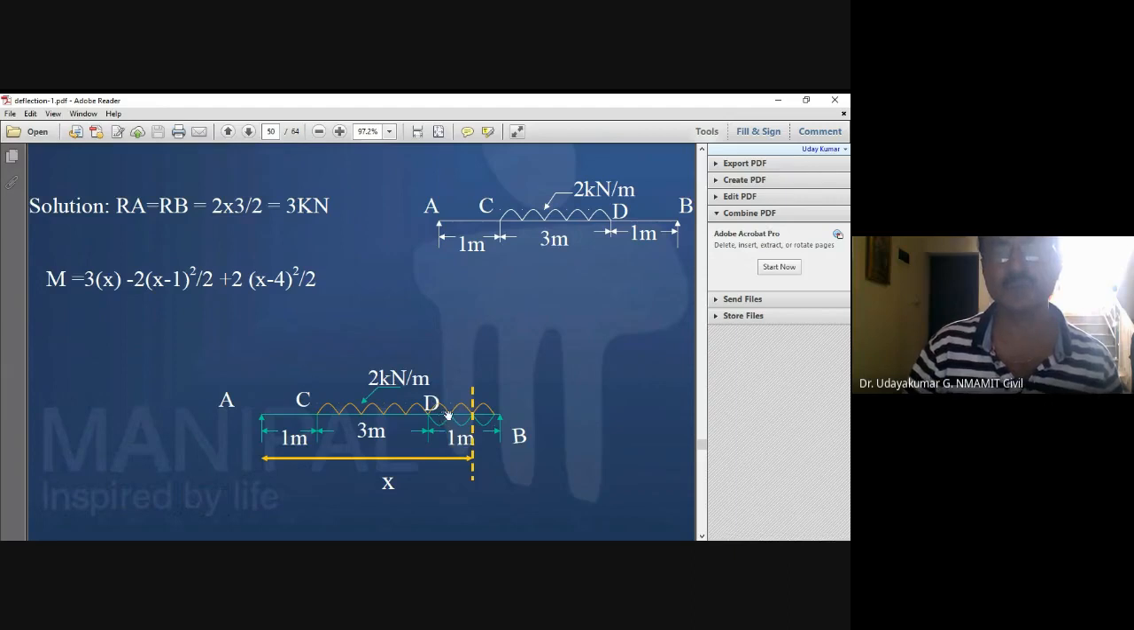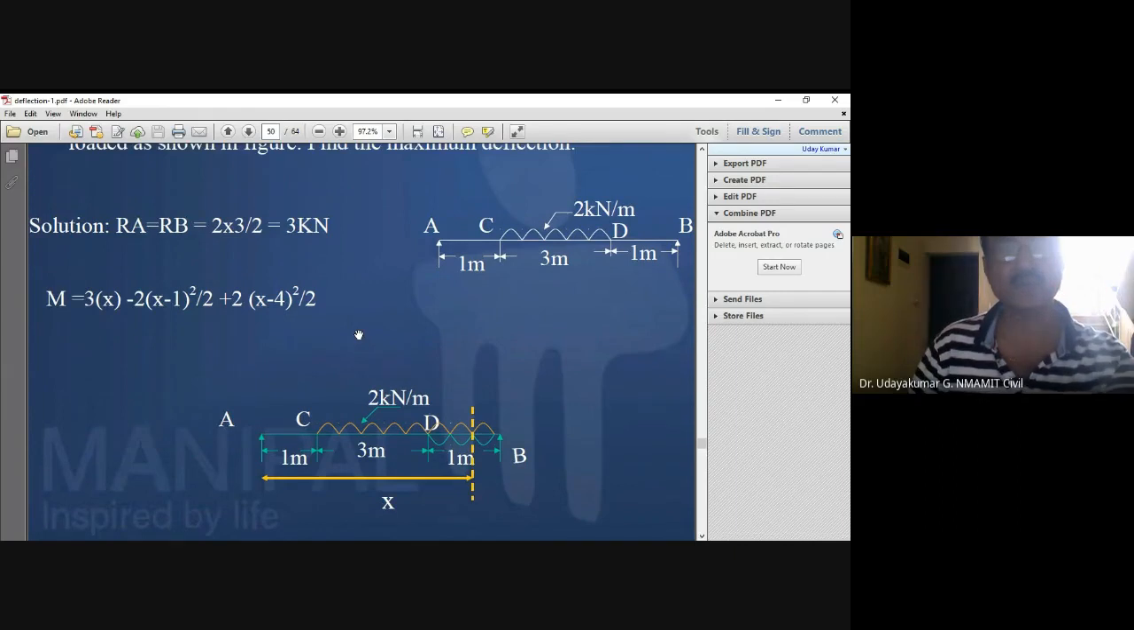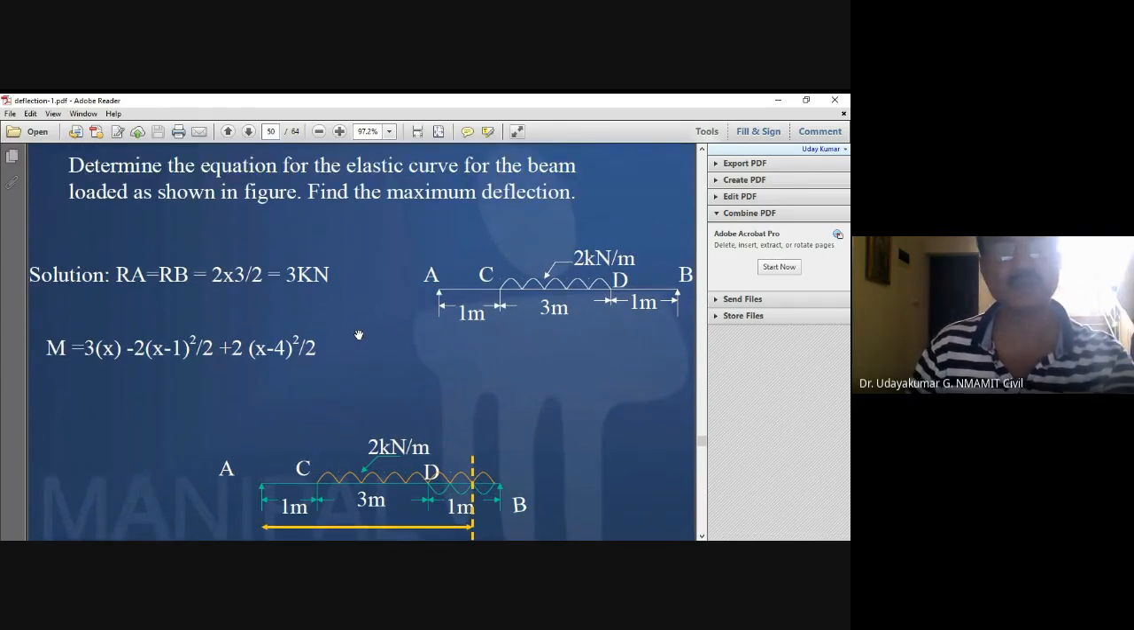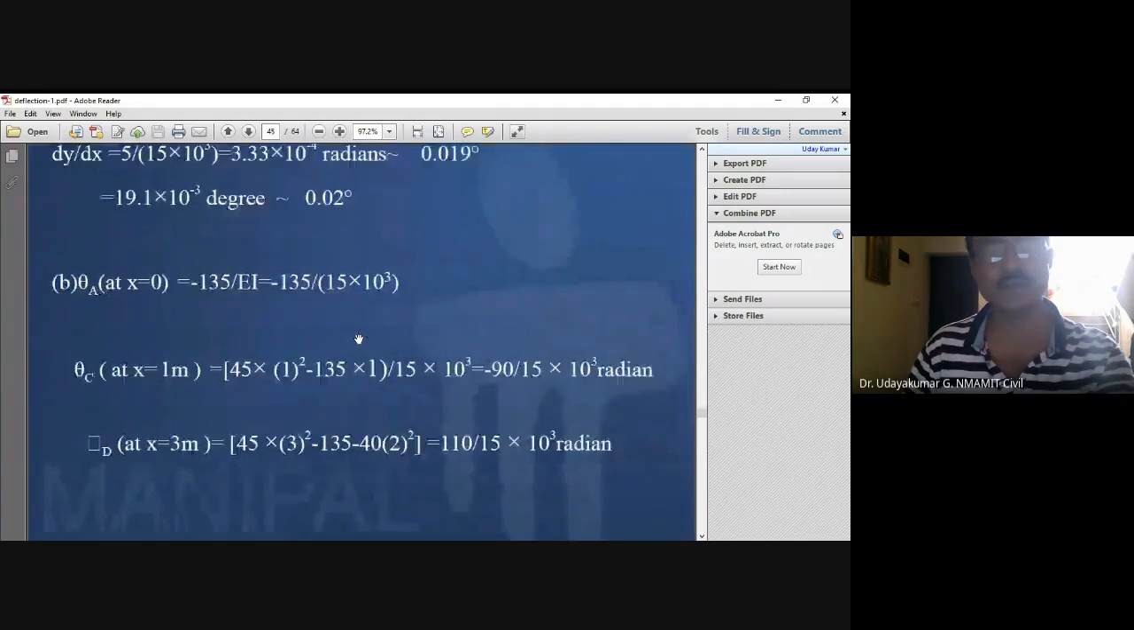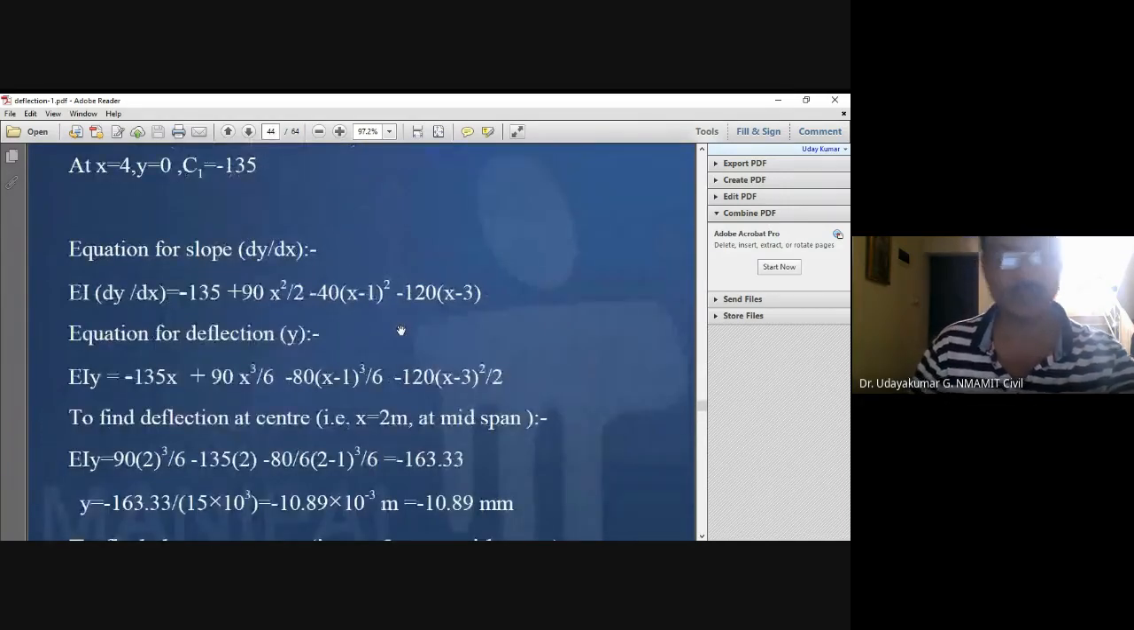Even if you just take the load up to the section and subtract up to the section, that is also fine, and take the section there. That way also you can do. So in all these cases, first of all, you have to write down the bending moment equation, that is EI d squared y by dx squared. Loads acting upward cause positive bending moment, that is sagging bending moment. Loads acting downward cause negative bending moment.